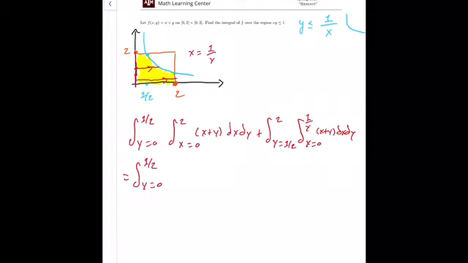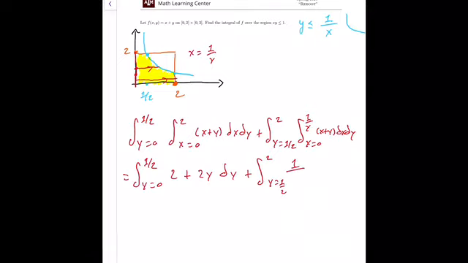Now for this first double integral, the inner integral is x plus y, and we're integrating that with respect to x. The antiderivative of x is x squared over 2, and we're going from 0 to 2. So that's 4 over 2, which is just 2, plus y. The antiderivative of y with respect to x is just x times y. So this is 2y dy, plus the integral y equals 1/2 to 2.